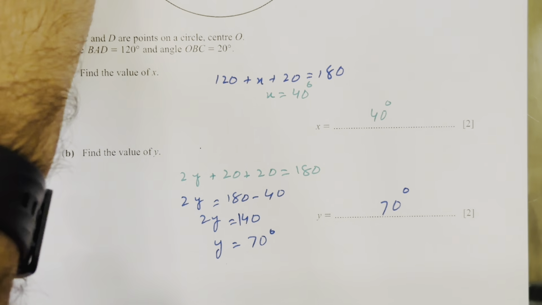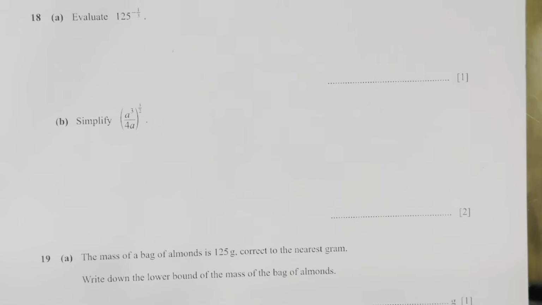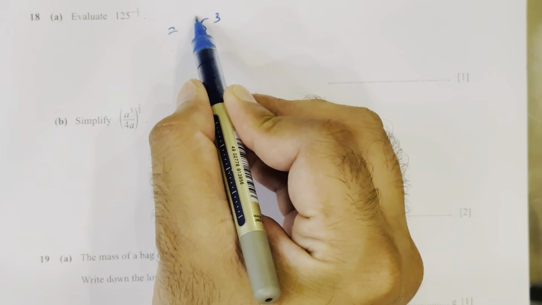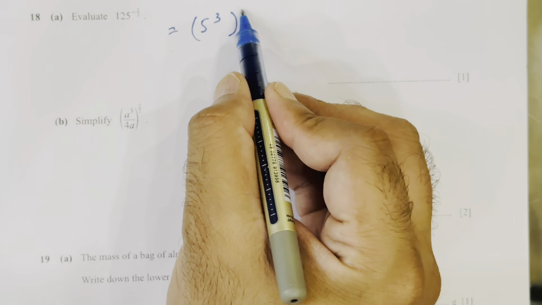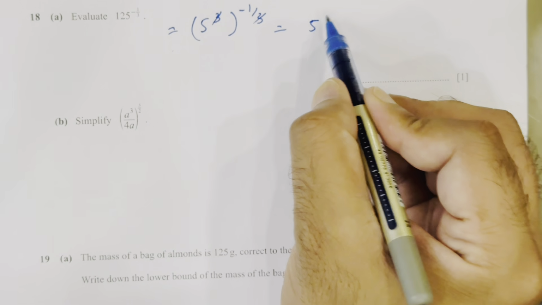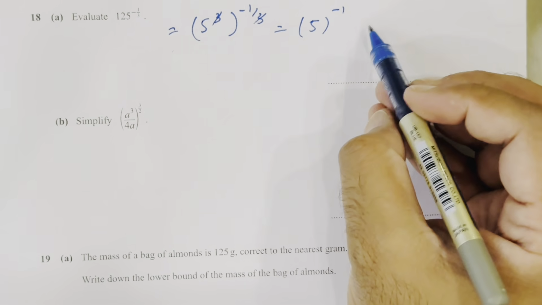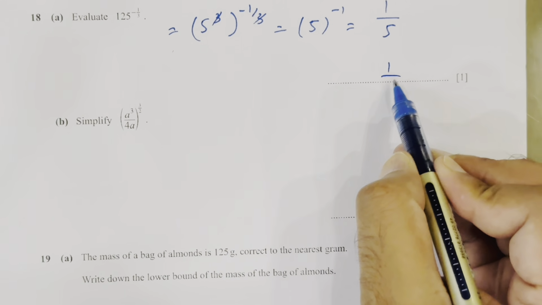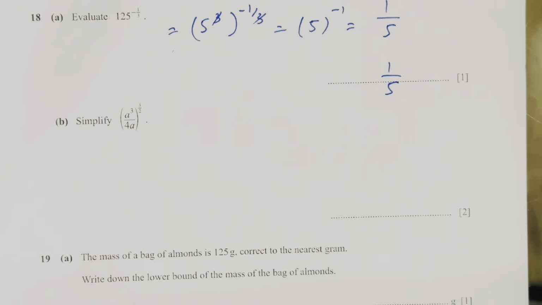Moving to question number 18. Question number 18 is from the topic of indices. 125 raised to power minus 1 by 3. We know that it is 5 raised to power 3 multiplied by minus 1 by 3. We're going to cancel 3 by 3. It would be 5 raised to power minus 1. And we don't like the negative sign in the power, so we take the reciprocal to get the answer in positive: 1 by 5.